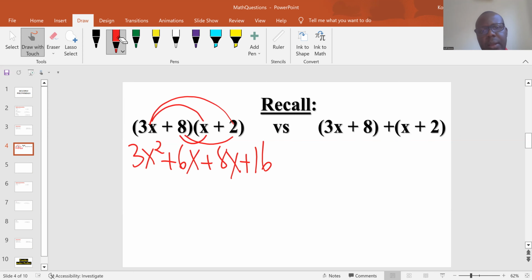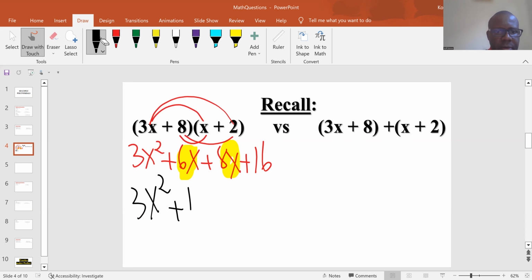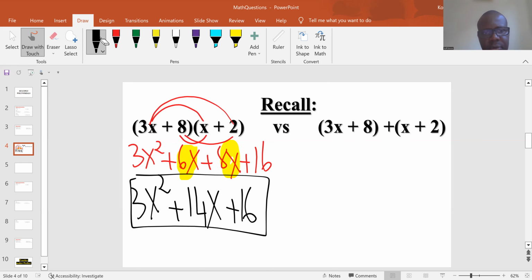Now we need to combine like terms. And here we have the 6x and the 8x as like terms. Therefore, we will have 3x squared plus 14x plus 16, and that's it. So that's the multiplication between the two polynomials.